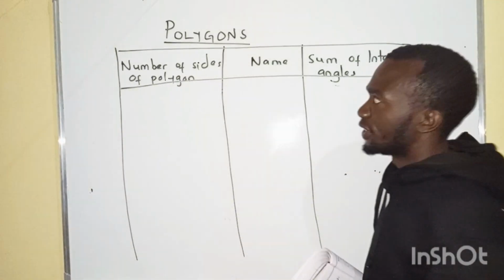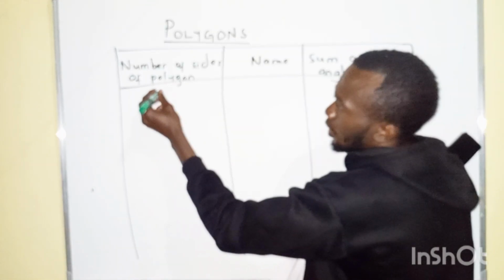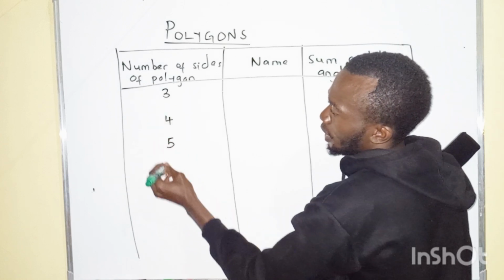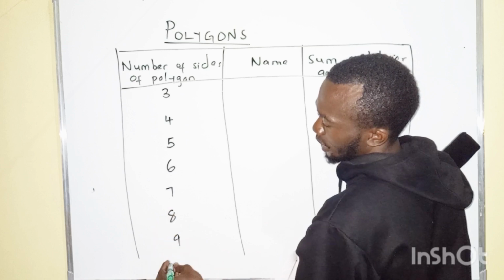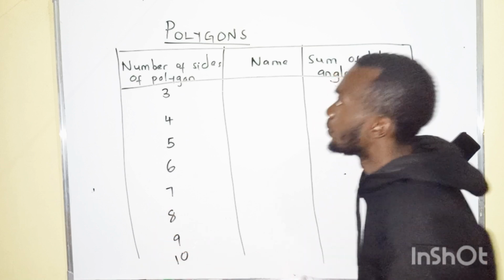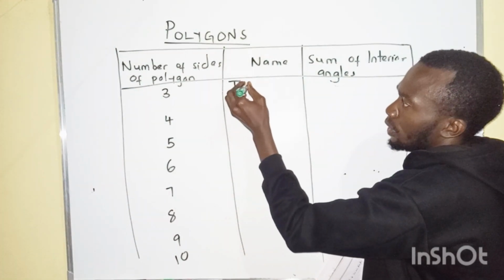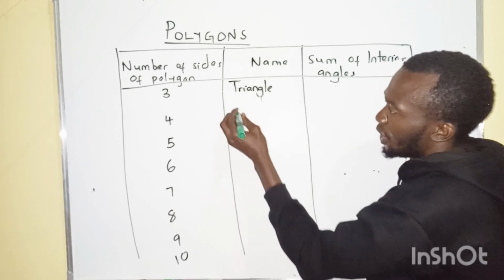Now we can start by listing the number of sides. We start with 3, 4, 5, 6, 7, 8, 9, 10. The name of a three-sided figure is known as a triangle. A four-sided figure, quadrilateral.